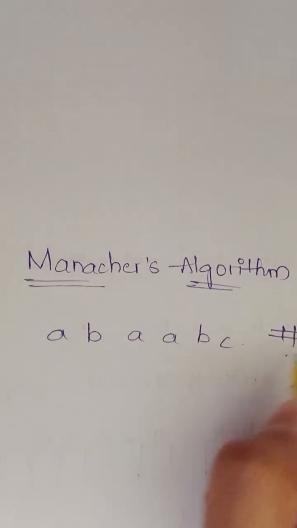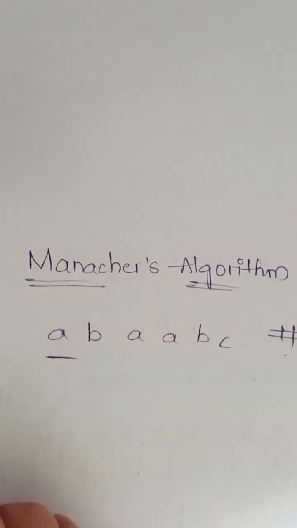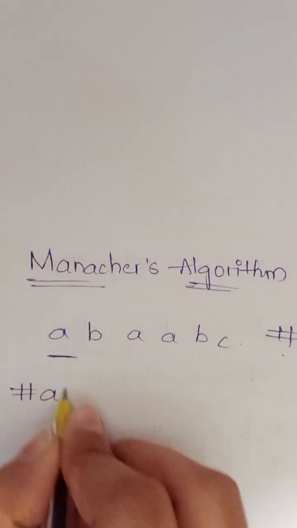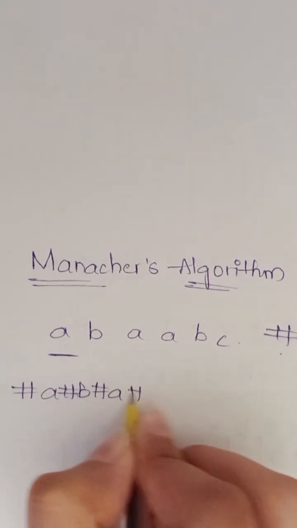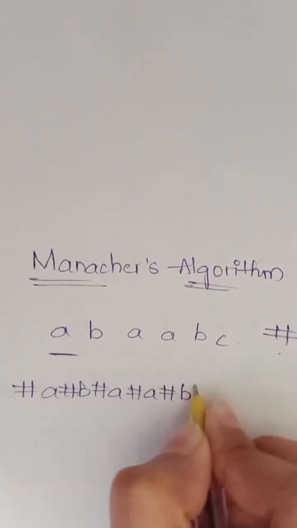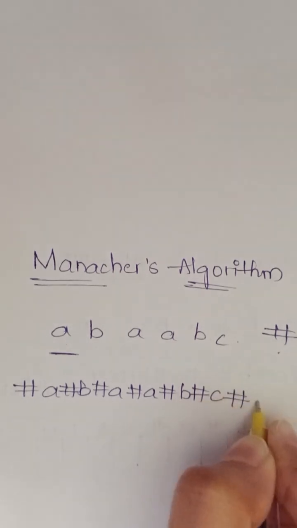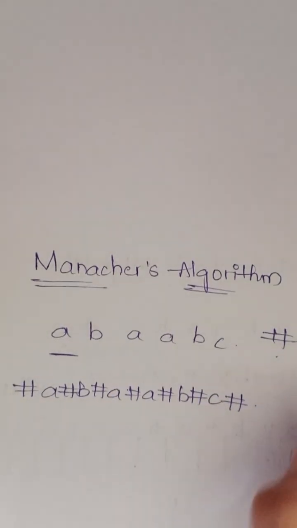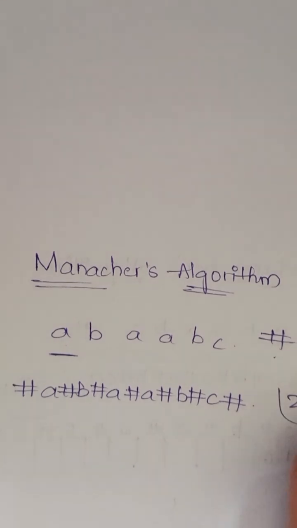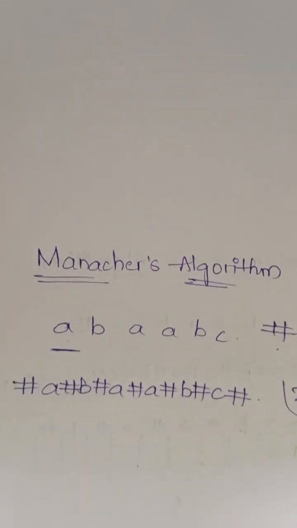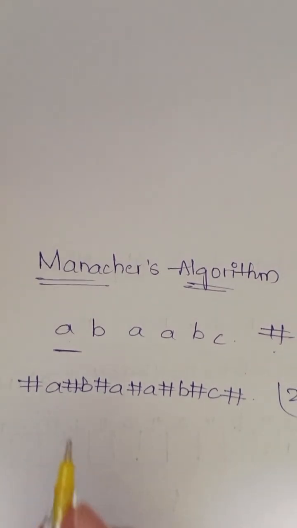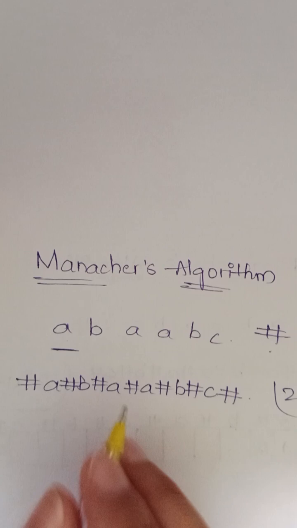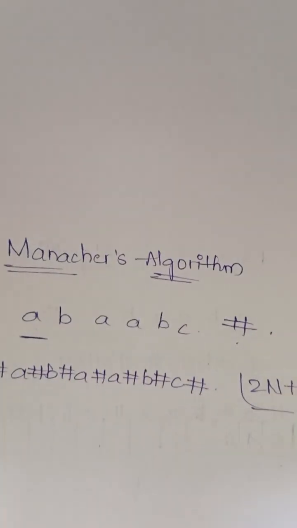Now we'll insert the special character between each pair of characters in the original string. The resultant new string will be # A # B # A # B # C #. This will be our new string of length 2n plus 1. The next step is to initialize an array to store the length of the palindrome centered at each position. This array also has length 2n plus 1.